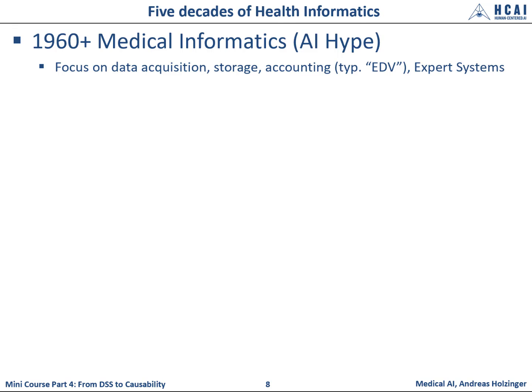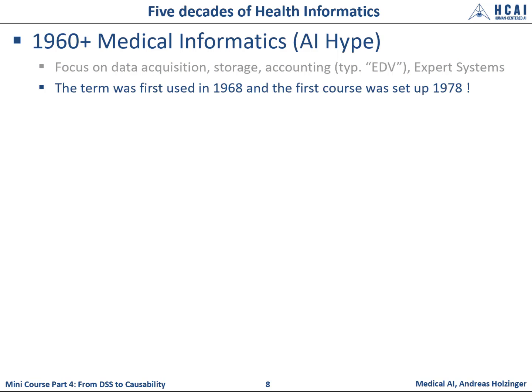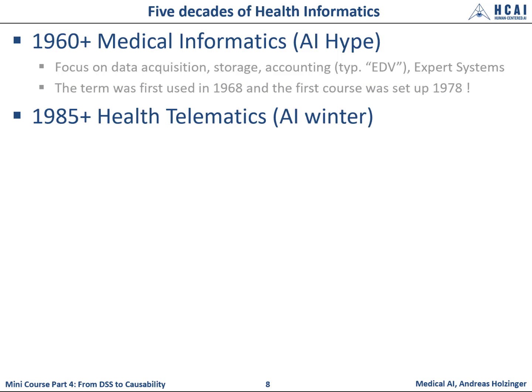Although the focus was on data acquisition, storage, pure computing, this is the early time of expert systems. The term was first used in 1968, and the first course was set up 10 years later. So in 1985, during the AI winter, mobile communication became very interesting, and health telematics was evolving: healthcare networks, telemedicine, CPOE systems. CPOE is short for computerized physician order entry.